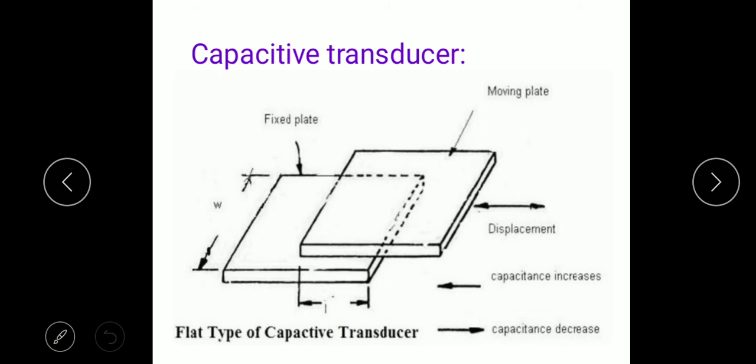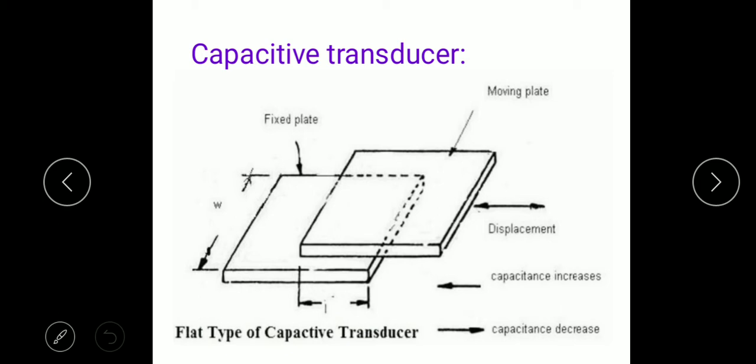So this is the diagram, and it is related to displacement measurement. This concept will always be the same when we talk about the capacitive transducer, whether it is related to a water level indicator or to displacement. The fundamental of this will be the same: this device works on variable capacitance.